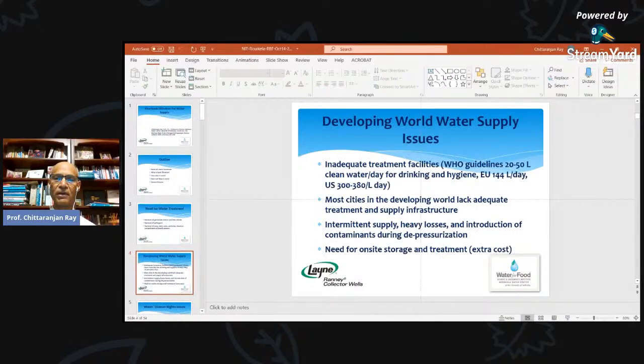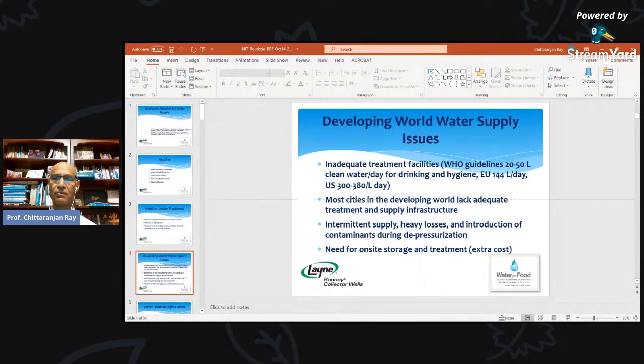So in the developing world, the World Health Organization guidelines say that there should be 20 to 50 liters of clean water supplied per day for drinking and hygiene. The European Union supplies on average 140 to 145 liters per day, but the US is a bit high, actually 300 to 380 liters per day supply.